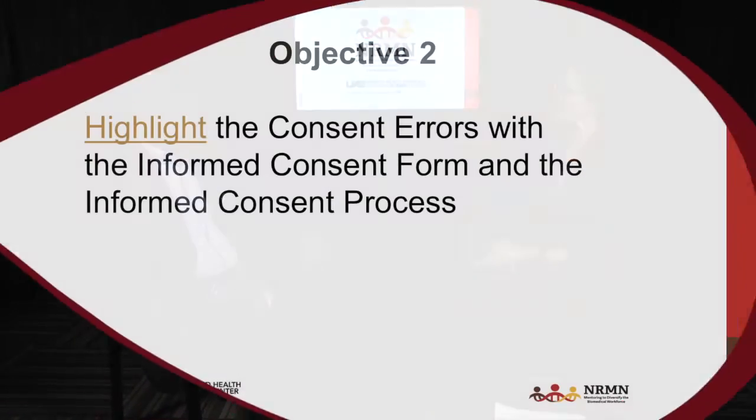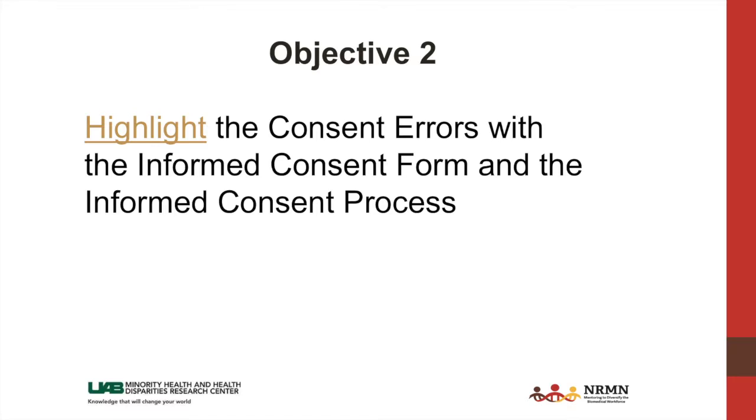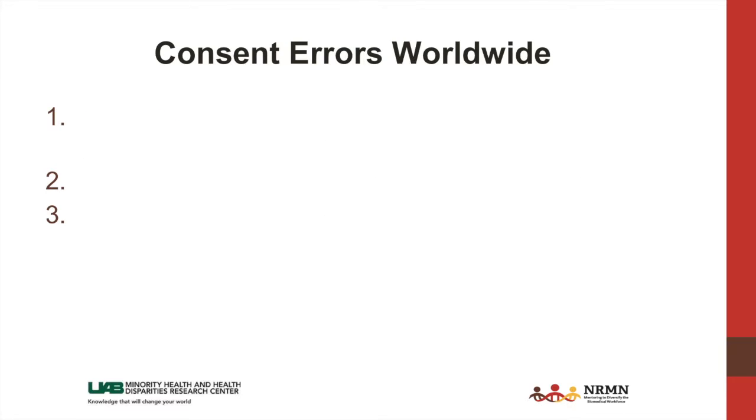Want to move into the second objective, which is to highlight the different kinds of errors with the informed consent form and the informed consent process itself. These consent errors are not limited to the United States, by the way. These are worldwide, and they consist of 3 different ones. In these slides, I have divided them into 3.